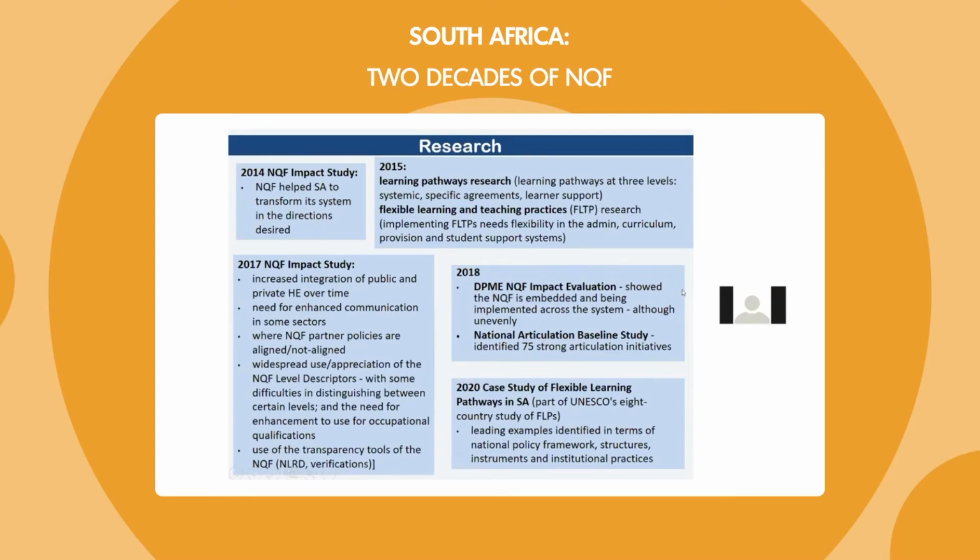In 2018, the Department of Monitoring and Evaluation conducted an impact evaluation, and we were very pleased to see that they showed that the NQF is embedded and being implemented across the system, even though it was uneven. And in 2020, we are part of a case study of flexible learning pathways. It's an 8-country study, and UNESCO is driving it. So we also identify good examples of national policy framework structures, instruments, and institutional practices.